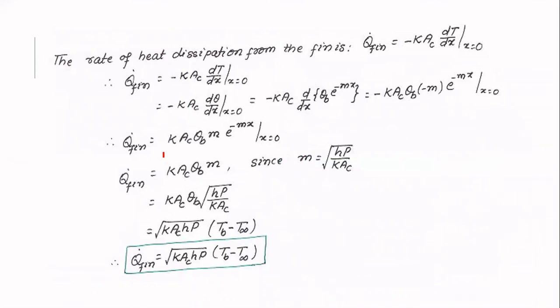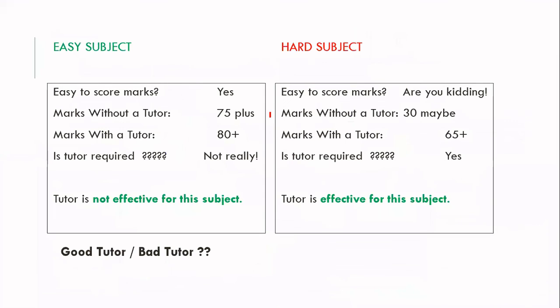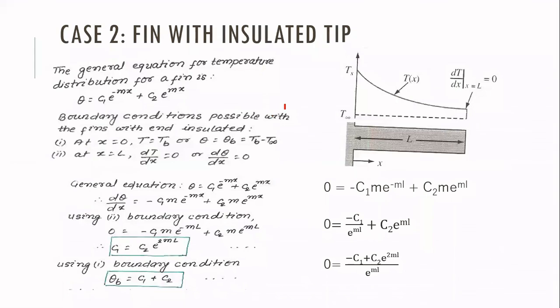We will move to the second case of fins. The second case of fins says that at x is equal to 0, this is the first boundary condition. At x is equal to 0, T is equal to TB. So boundary condition of which kind? First kind again, because again the temperature at that particular point is given.